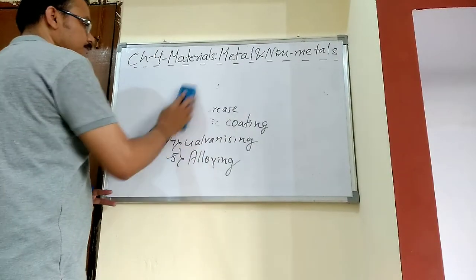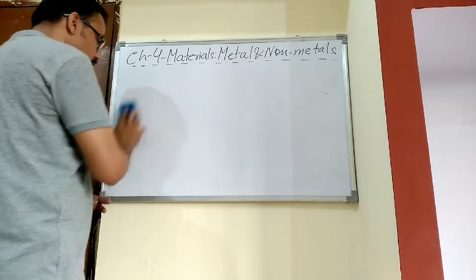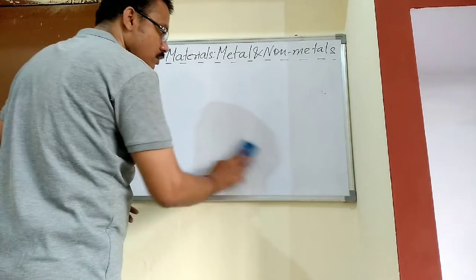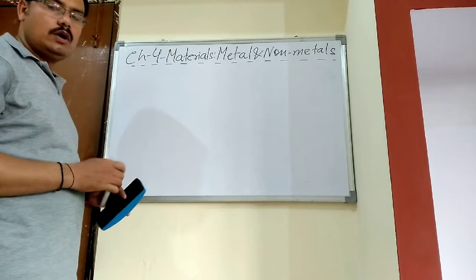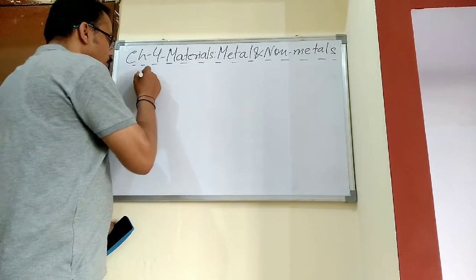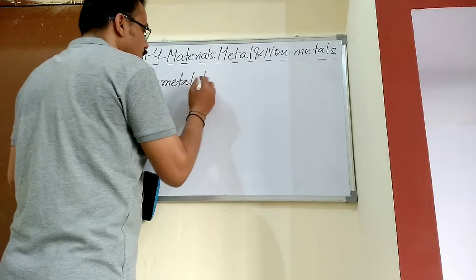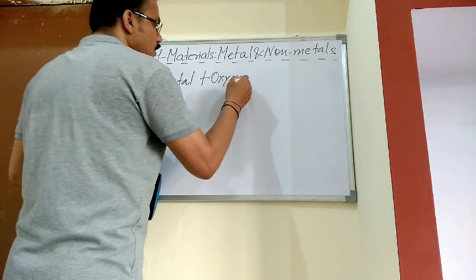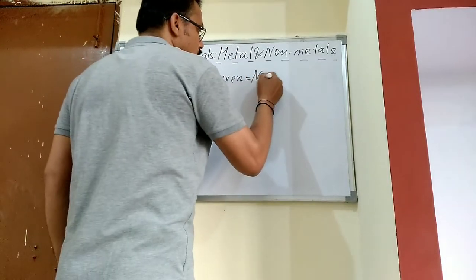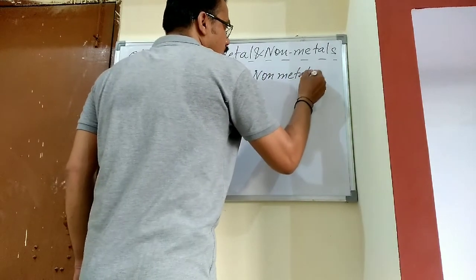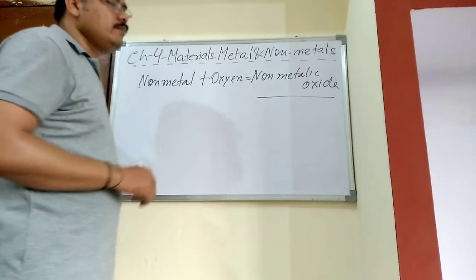Now students, I have already explained the reactions of a metal. When it comes in contact with oxygen, it forms a metal oxide, which is basic in nature. Now I am going to explain the topic of non-metals. What happens when a non-metal comes in contact with oxygen? It most probably forms a non-metallic oxide, there is no doubt.